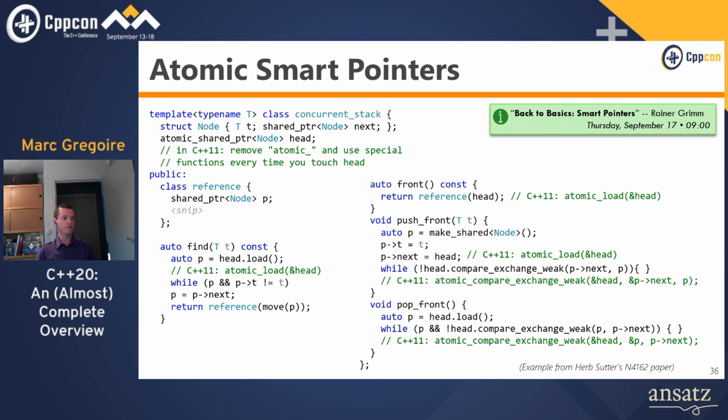While with C++11, I would not use an atomic shared pointer, but just a shared_ptr. And then instead of head.load, I have to use the global non-member function atomic_load. And here also I have to use the global non-member function atomic_compare_exchange_weak. But you see, there is nothing that really prevents me from directly using the shared pointer. And if you do that, then again, it's not thread safe. So C++20 safeguards you, and it makes sure that you cannot make a mistake.